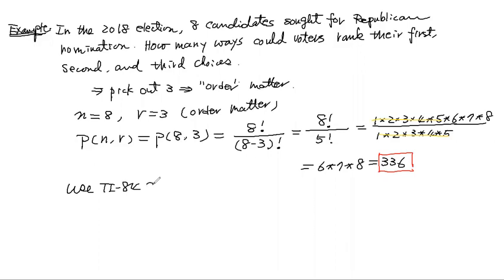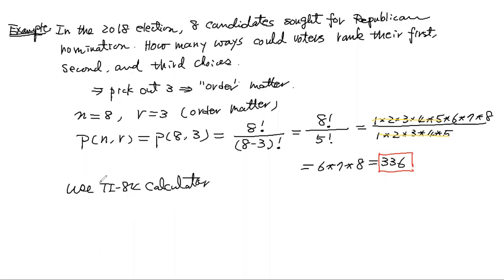TI-84 calculator to do it, okay? So here is how we're going to use the TI calculator to figure out the permutations here, right? Okay, so turn your TI calculator on in a clear, empty screen, because here we are typing: we want to find 8P3, right?